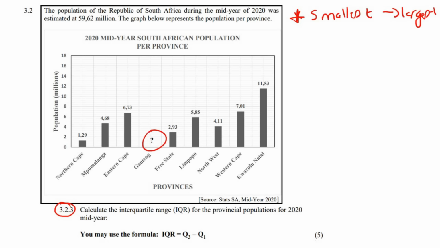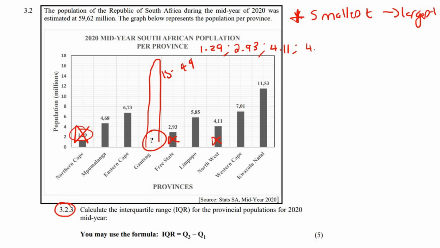Now remember, Gauteng is the largest actually. It's like 15, we said 15.49 million. Okay, so we need to start with smallest to largest. So smallest would be Northern Cape. So that's going to be 1.29. Okay, then the next smallest would be Free State, 2.93. Who's next? Northwest, 4.11. Who's next? Mpumalanga, 4.68.